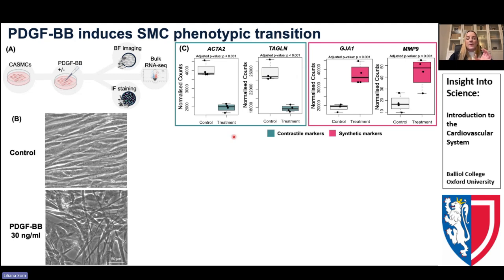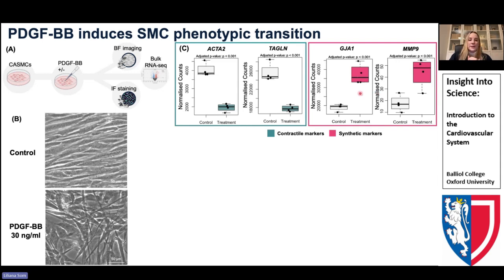So these are genes that form part of the contractile apparatus. They form actin filaments on the protein level that are very important for the contractile phenotype. And then we've got these other genes in pink, and they are associated with the synthetic phenotype. And you can see their expression is higher in response to treatment.